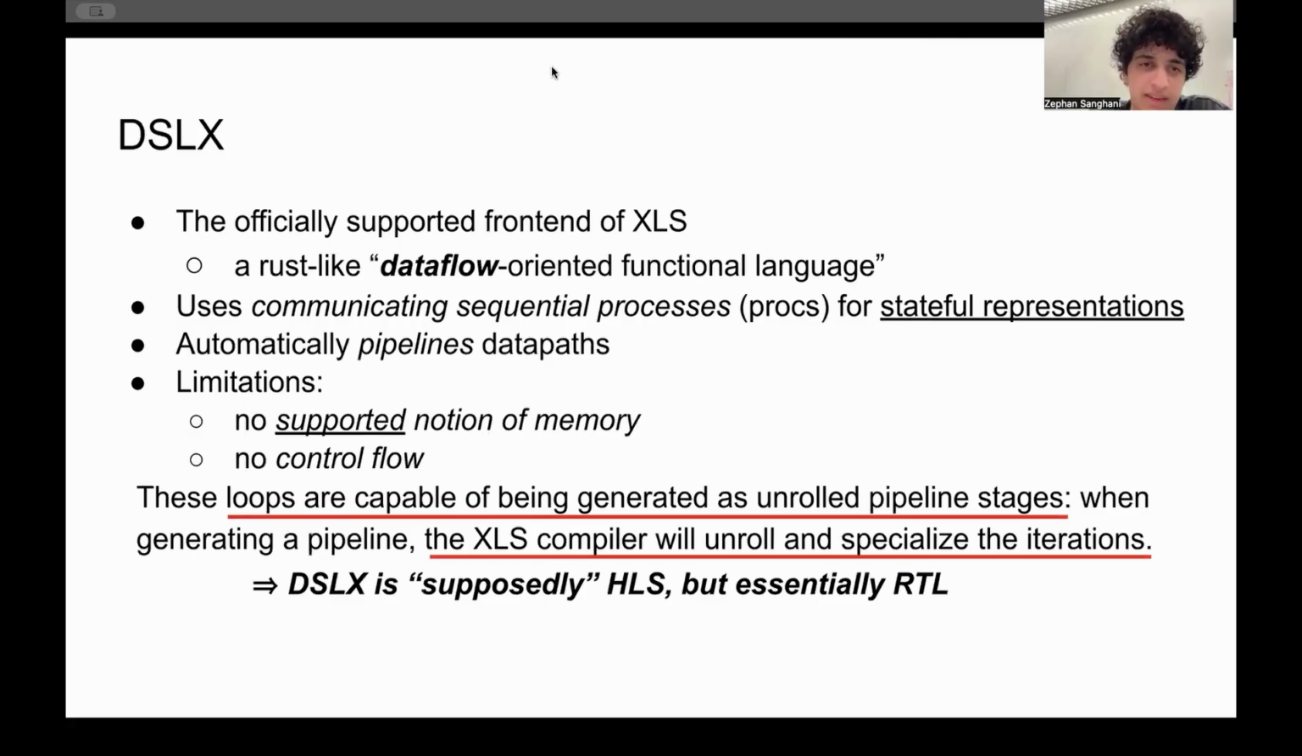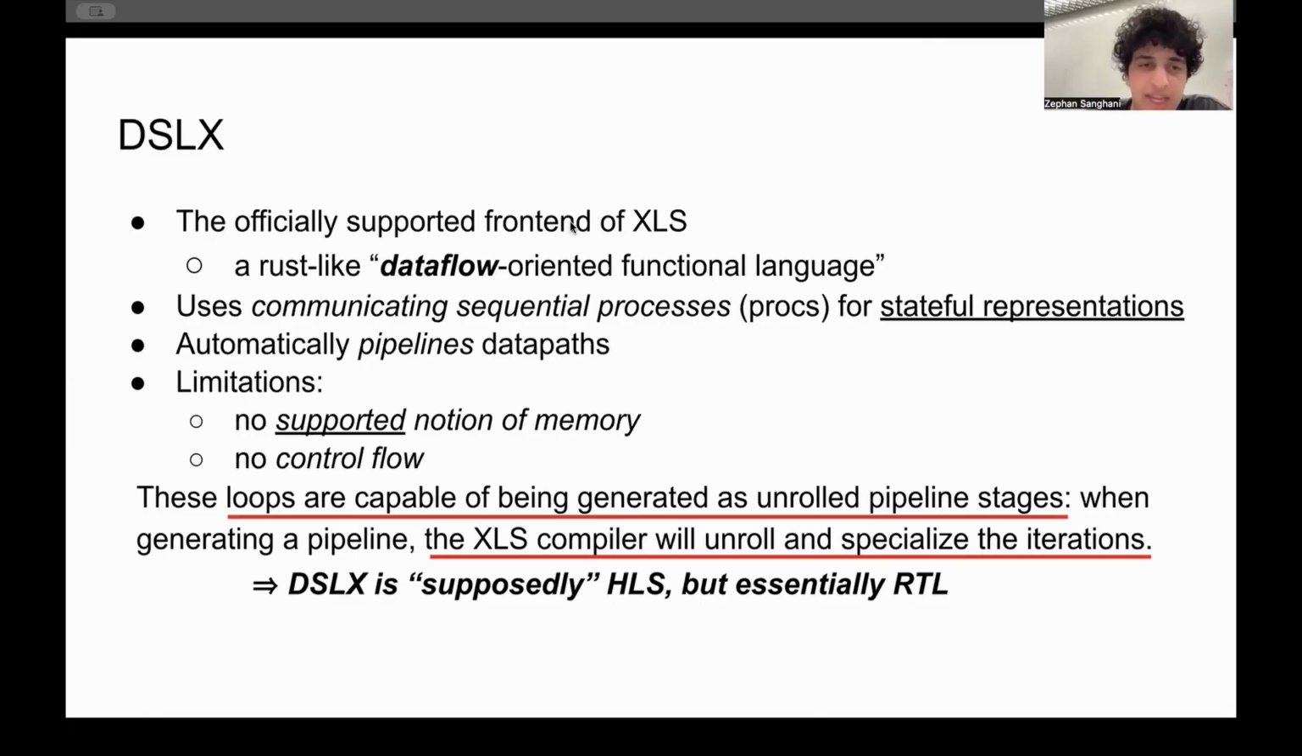So first we'll look at DSLX, which is the officially supported front end of XLS, which is described as a Rust-like data flow-oriented functional language. It's based around communicating sequential processes, or procs, for stateful representations, and it automatically pipelines the data paths it generates.